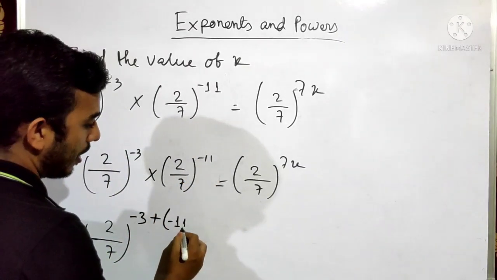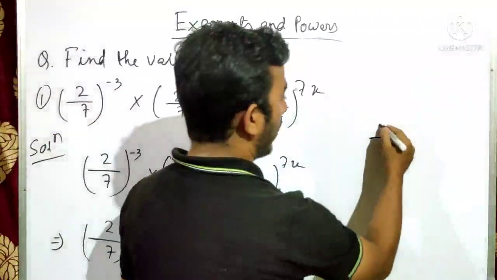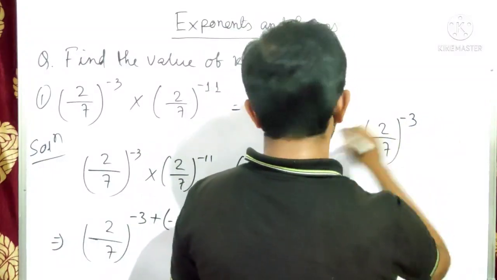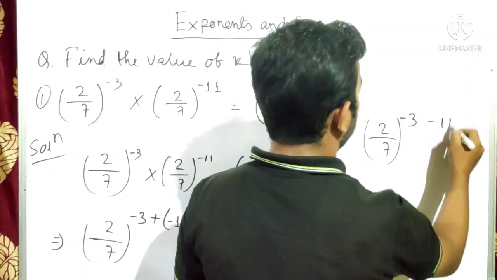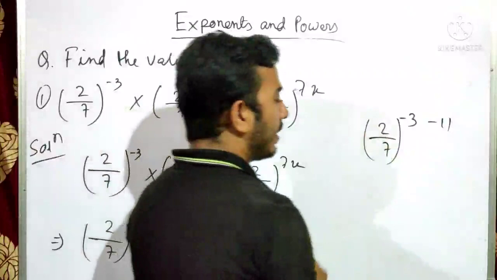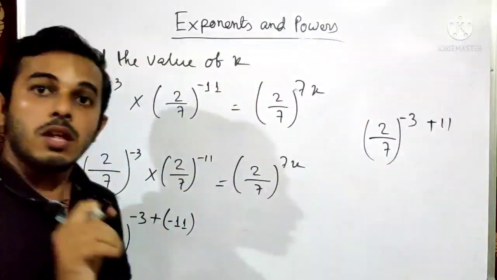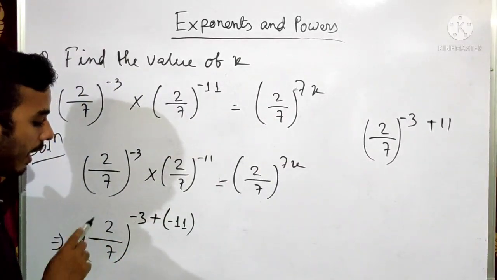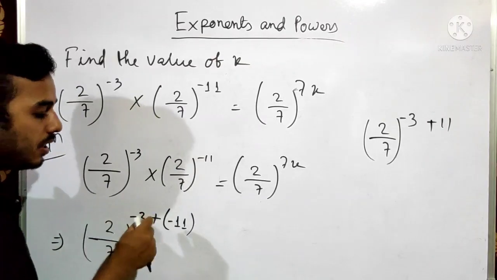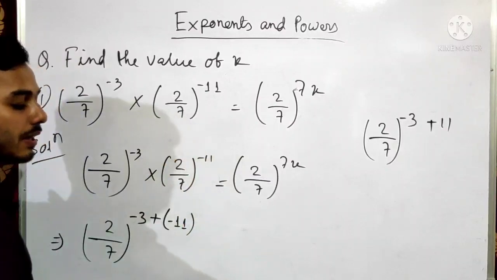Look, minus 11. Many of you will make one mistake, that you will write the power like this. Note it down. It will be like this: 3, minus 3 plus 11. Either like this or like this, you will make this mistake. Remember this. Here what I have written? A power m, here m is minus 3, then plus, a power m plus n, for the formula, and n is minus 11. Clear?